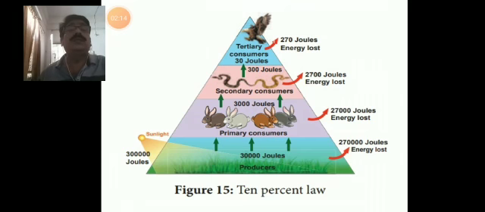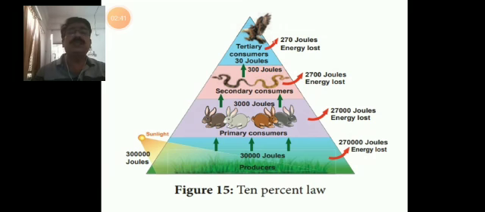Now we are talking about the 10% law. You can imagine the grass may produce 30,000 joules. This grass is consumed by only four rabbits, say in a day, but they get only 3,000 joules, because 27,000 joules of energy is lost in respiration, because they need energy to live.